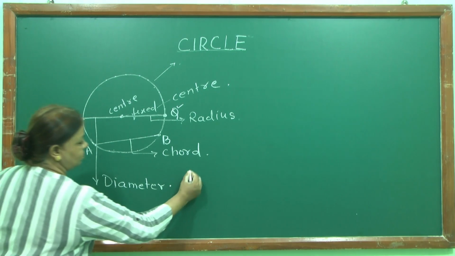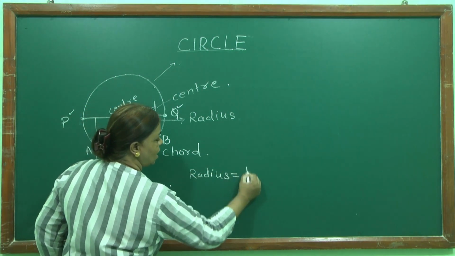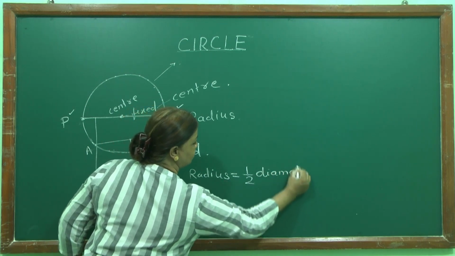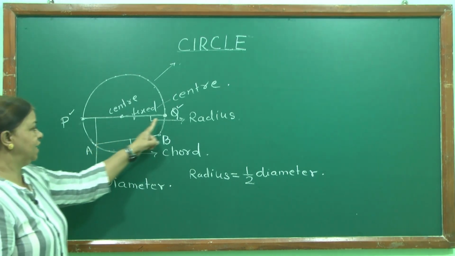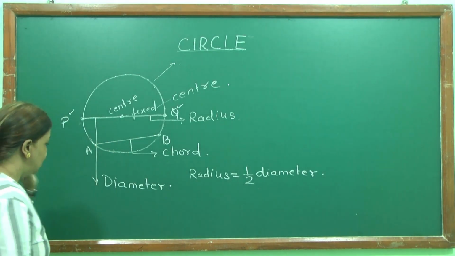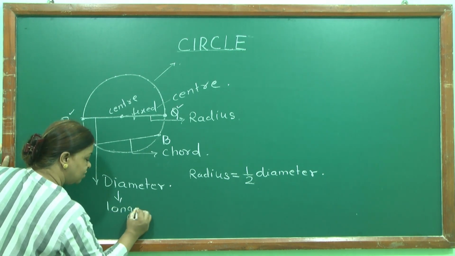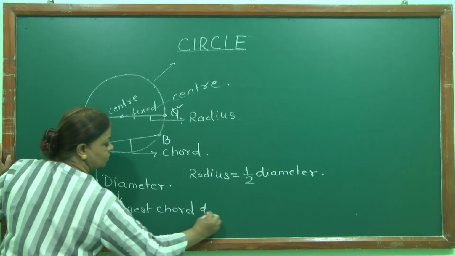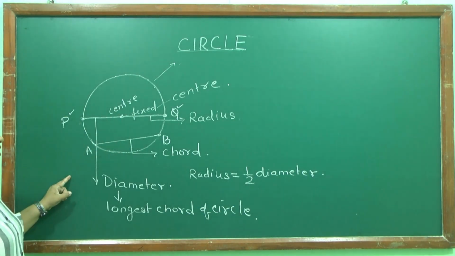Radius is half of diameter. Diameter is also known as the longest chord of the circle.